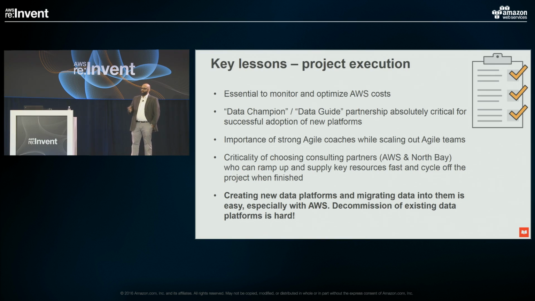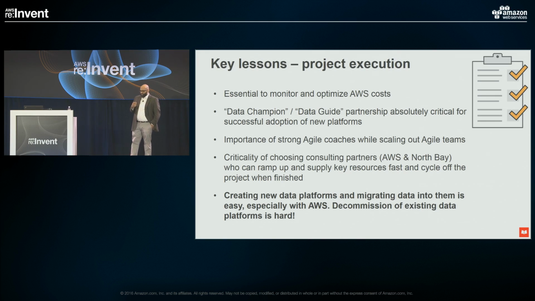identifying in every line of business a person that we called a data champion. So the data champion is someone who's an expert in data, not a technology person, but then we partnered them with a technology person on our side, a data guide, and these two people together in every line of business work together to define how adoption should work. Agile coaches are really key if you're going to do a project like this with multiple teams at the same time, and that was very important for us. As is choosing the right partners, people who have experience in doing that. So we were very lucky on that account as well with both AWS Consulting and North Bay.